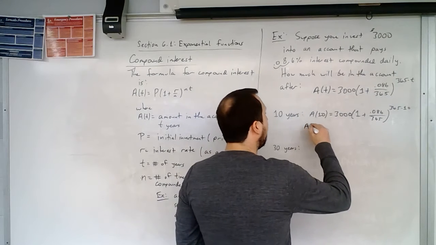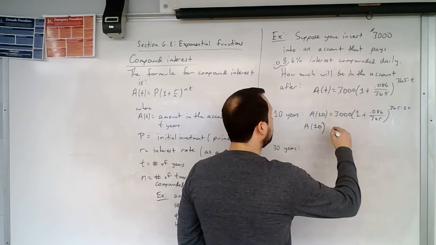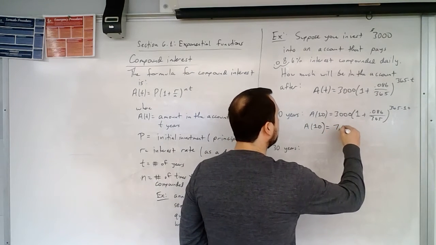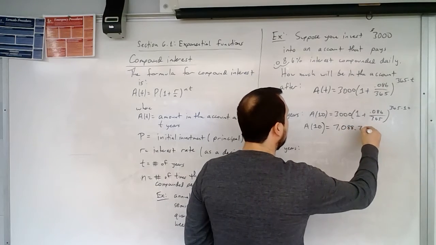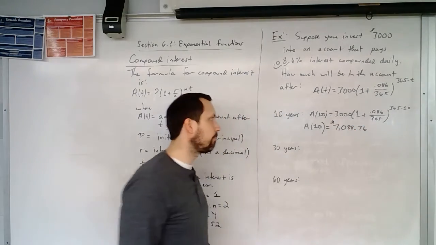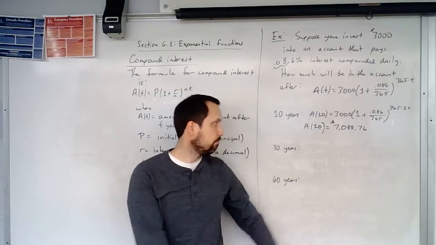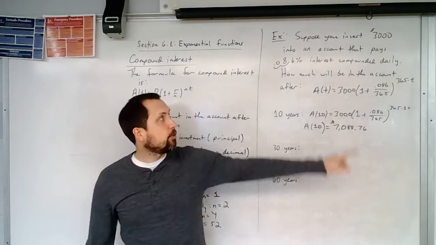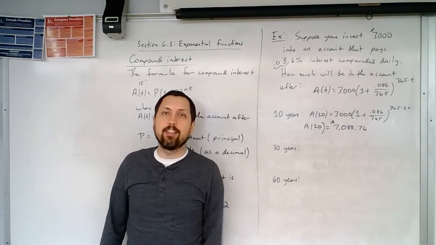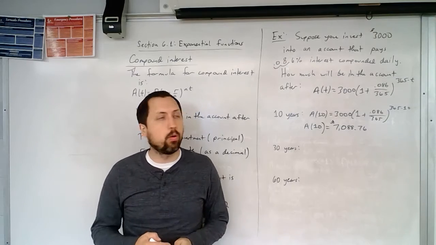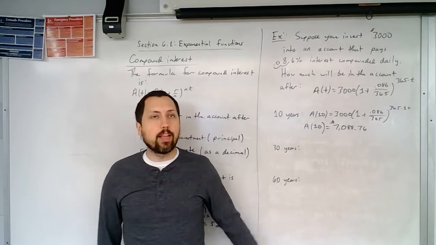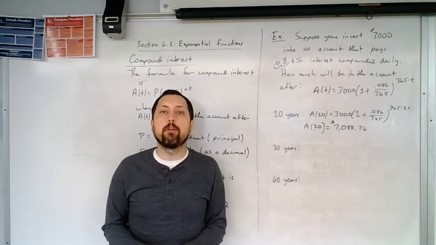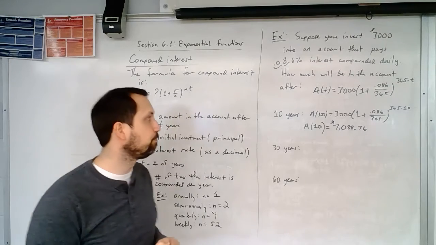So what we find is that this number is going to be $7,088.76. Okay. That's pretty good, right? So your money has already doubled 10 years later. So if you think about if you're 20 years old, when you're 30 years old, that $3,000 investment doubled. It's not bad. It's pretty good.